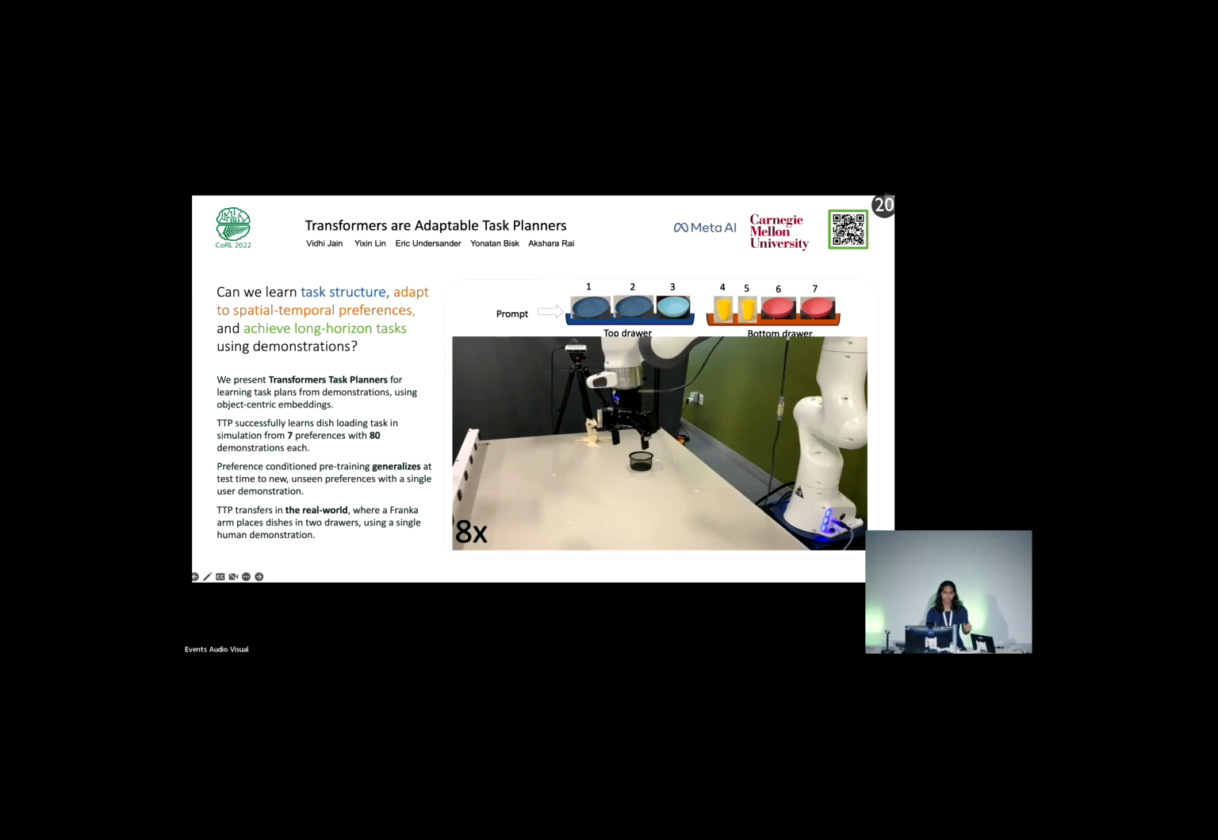Here you can see a prompt showing that two plates and a blue bowl were loaded onto the top drawer, and a yellow cup and pink bowl were loaded into the bottom drawer. And this was successfully executed with a variable number of objects.